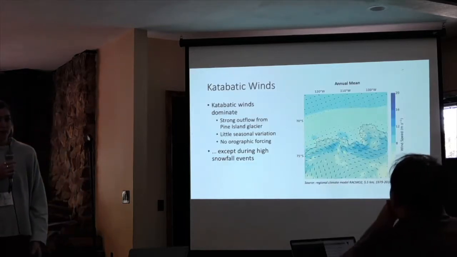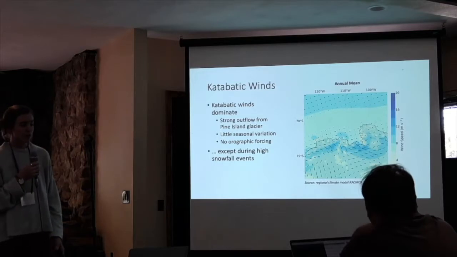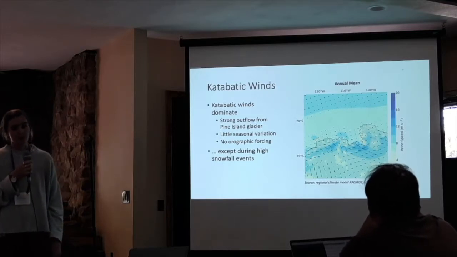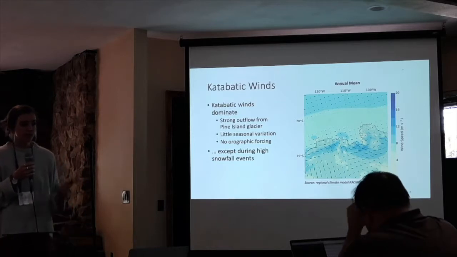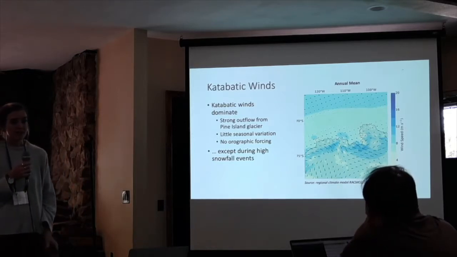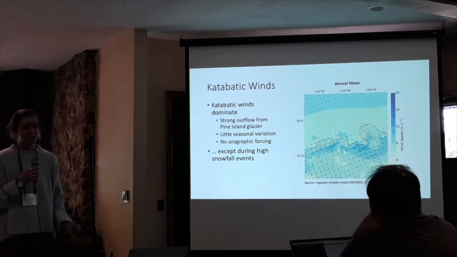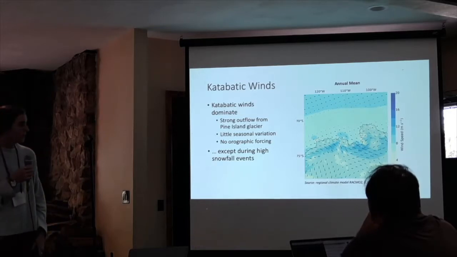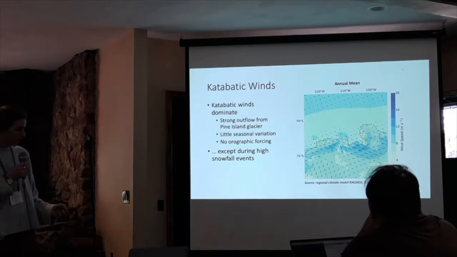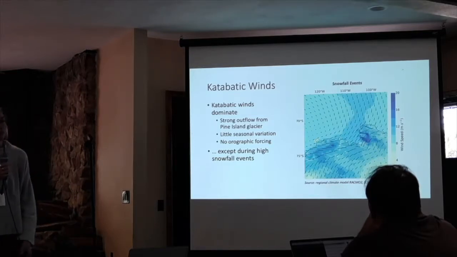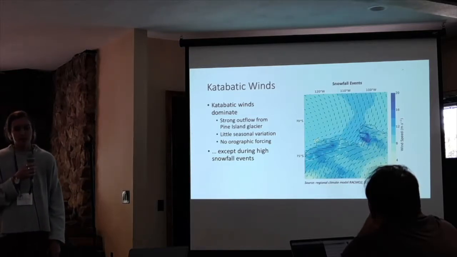Now, in the mean on Thwaites, katabatic winds dominate. We have a strong outflow from Pine Island Glacier, which means that most of the winds, again in the mean, are coming down Thwaites Glacier, and there isn't necessarily any orographic lifting. There's also little seasonal variation in this, except if we look at the winds during high snowfall events.